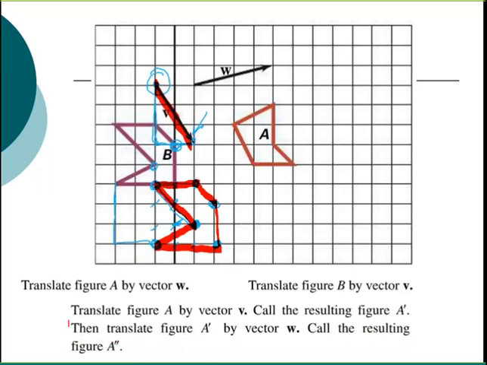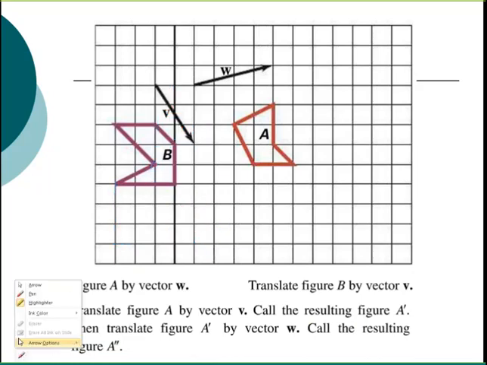Okay. Now, you have one problem in your assignment where you actually have to shift by two vectors. Okay, here we go. So now it says translate figure A by vector V. Call that resulting shape A prime, and then translate the new figure A prime by vector W. Call that resulting shape A double prime. In other words, it's going to get two shifts.